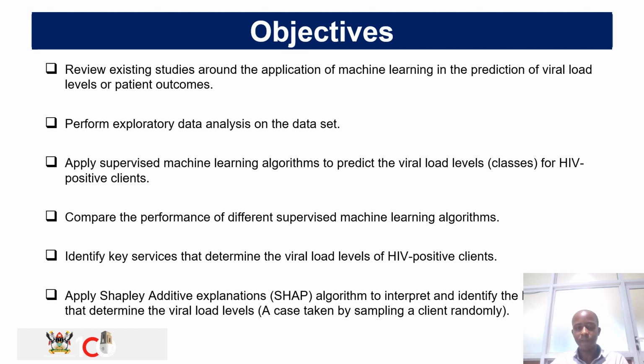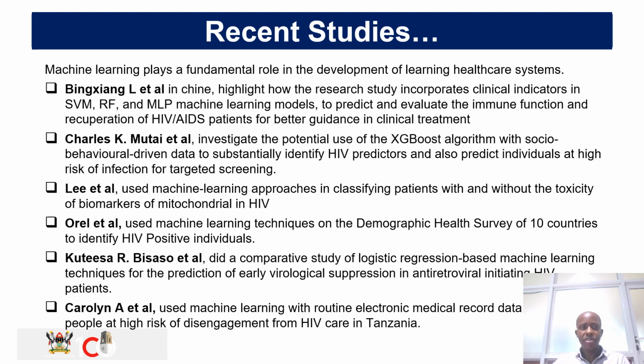Well, recent studies show that in China, they incorporated clinical indicators into those models to predict and evaluate the immune functions and the reconstitution of HIV and AIDS patients for better guidance in the clinical treatment. There was an investigation into the potential use of the XGBoost algorithm using social behavior driven data to sustainably identify HIV predictors, as well as predict individuals at a higher risk of infection for targeted screening.